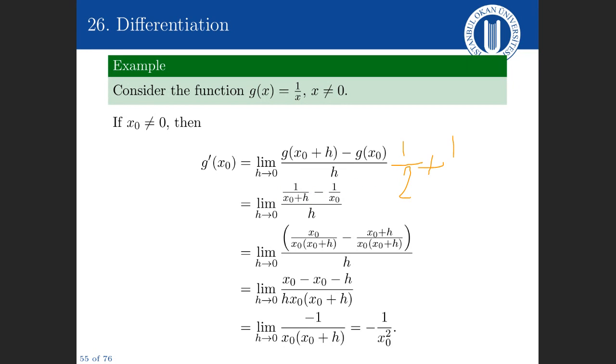Because if I want to do a half plus 1/3, as we learn in primary school, what we do is we write this over the same denominator. We write this as 3 divided by 6 plus 2 divided by 6. We can use the same idea here. Instead of 1 over x0 plus h, we can write this as x0 divided by x0 times x0 plus h. And instead of 1 over x0, I can write this as x0 plus h divided by x0 times x0 plus h. Or I have x0 minus x0 minus h divided by h times x0 times x0 plus h.